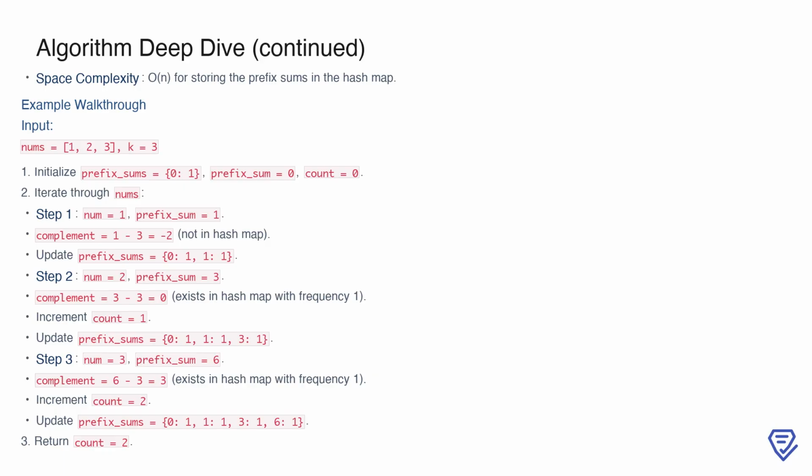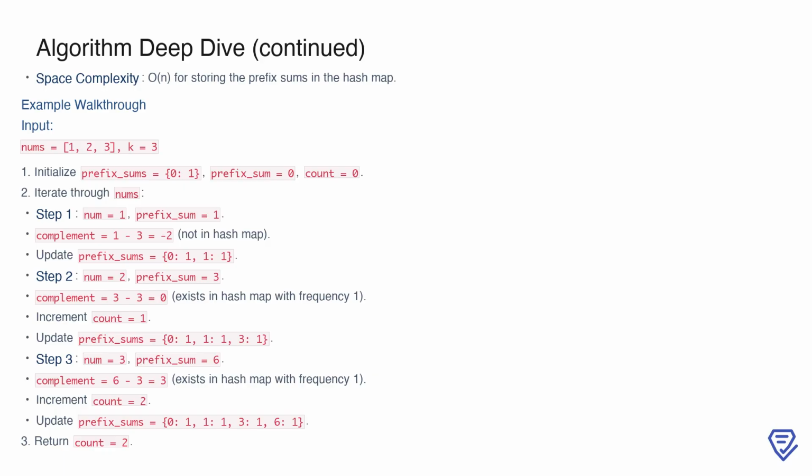To better understand how this works in practice, let's walk through an example. Suppose the input is nums equals [1, 2, 3], and k equals 3. We initialize the hash map with 0, 1, and both prefix_sum and count are set to 0. As we iterate through nums, we first process the element 1, updating prefix_sum to 1. The complement, 1 - 3, equals -2, which is not in the hash map, so no subarrays are counted yet. We then update the hash map to include the current prefix_sum.